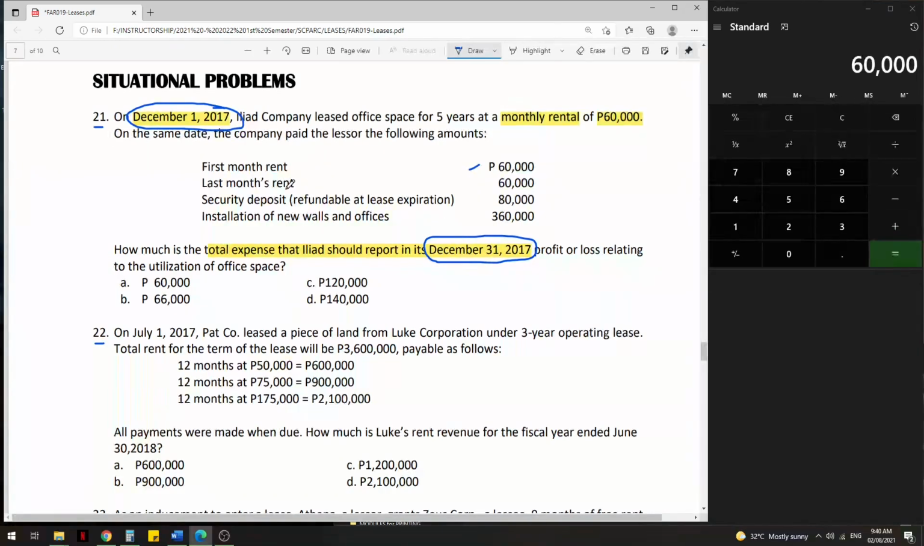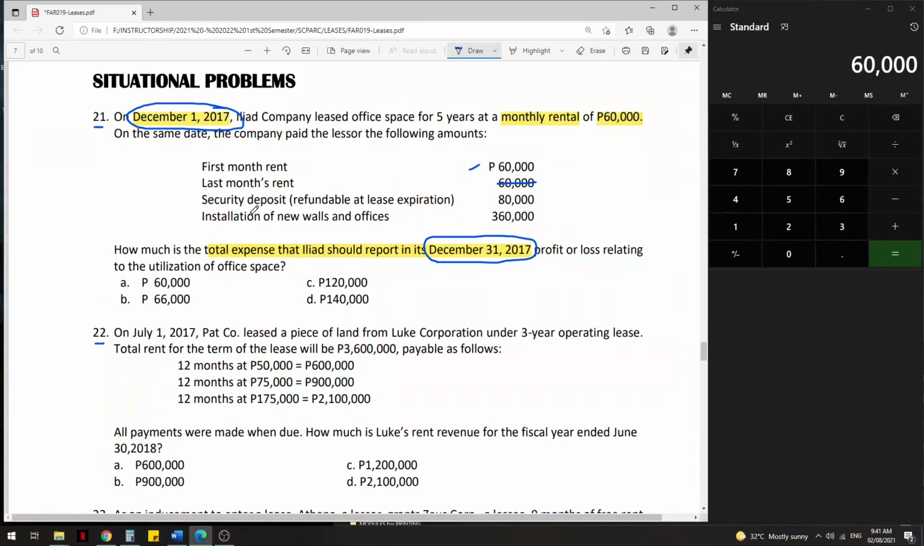Next, how about the last month rent? Knowing accrual basis of accounting, this is an advance payment of rent, di ba? So such is not yet an expense but rather a prepaid rent.